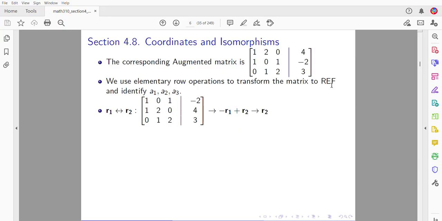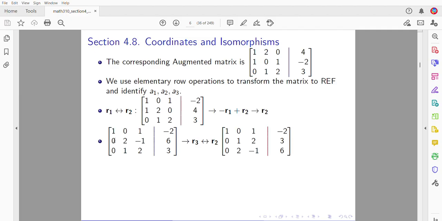I'm interchanging row 1 and row 2. It is not really necessary, but I do this so that I get not only the 1 above, also the 0 above. Okay, we do that and now get a 0 in this location. Negative row 1 plus row 2. I got a 0 there, no change here.